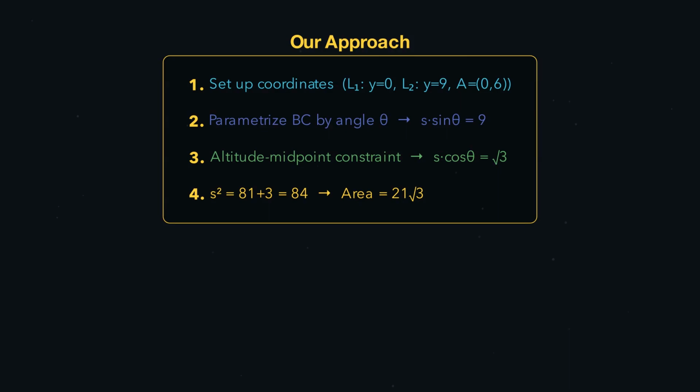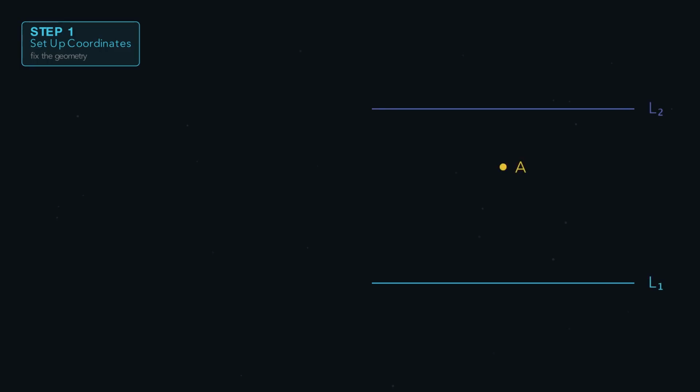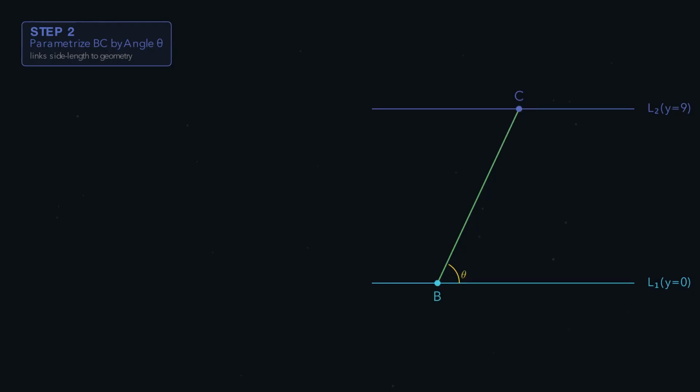The key move is summing their squares to find the side length squared directly. One formula gives us the area. The two parallel lines are 9 units apart, 6 from A to L1 plus 3 from A to L2. We place L1 at the bottom, L2 at the top, and our point A at height 6. The horizontal position doesn't matter by symmetry.